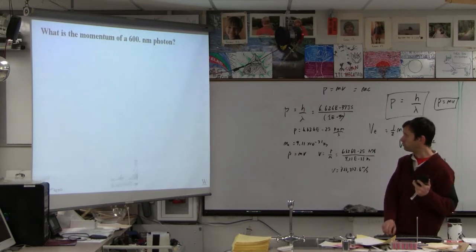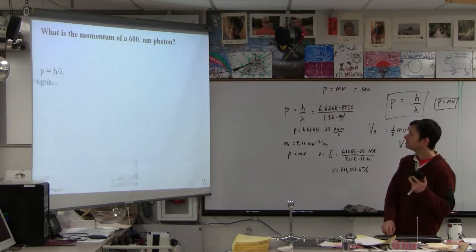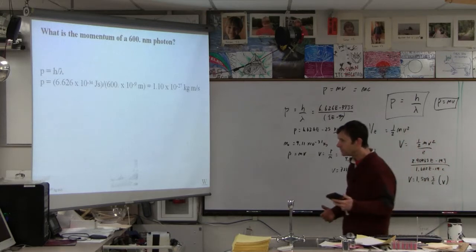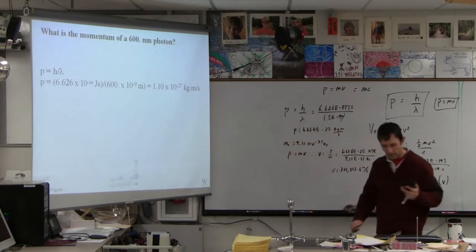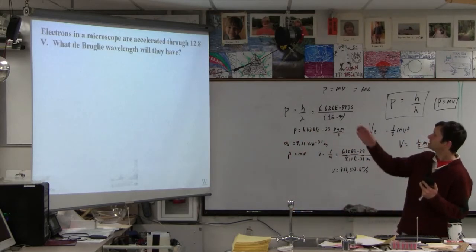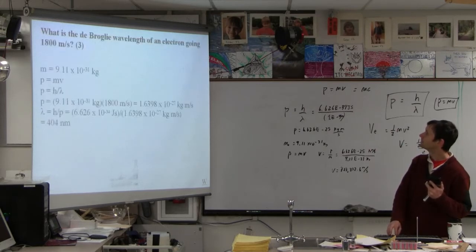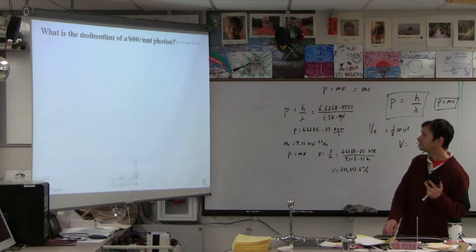Momentum of a 600 nanometer photon. Hopefully you don't need to give them the de Broglie equation as a clue, but if you do, beat them over the head too. Right? Electrons in a microscope, so these are pretty basic ones. The first one, I guess, is not quite as basic because you have to use mv as well. Right? This second one's very basic.